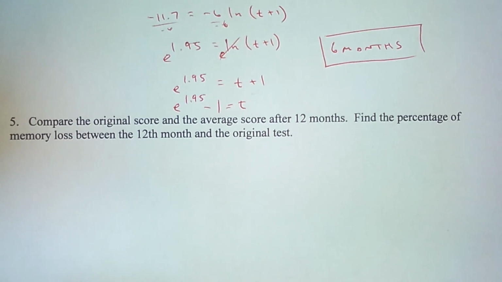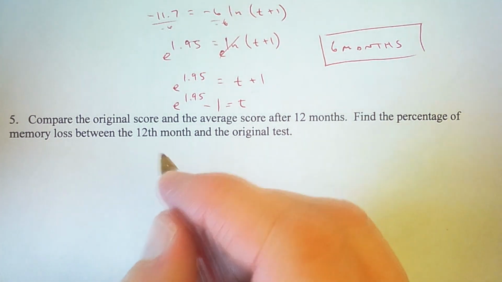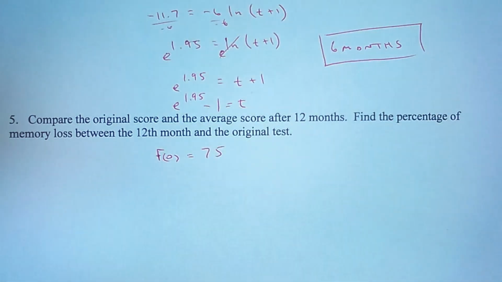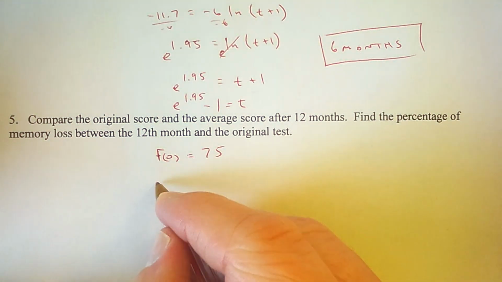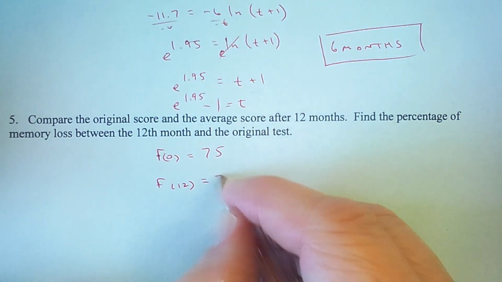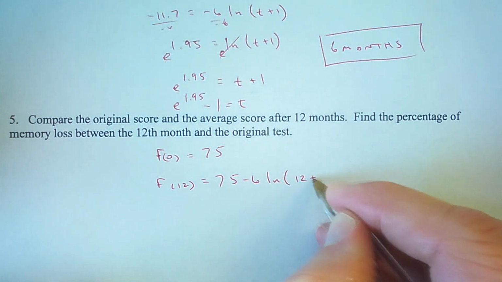Compare the original score and the average score after 12 months. Find the percentage of memory loss between the 12th month and the original test. So what percent loss will have occurred over 12 months? Okay, so at f of 0, we had an average score of 75. We need to know the average score after 12 months. And that would be 75 minus 6 natural log 12 plus 1.